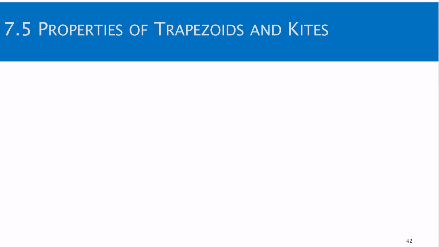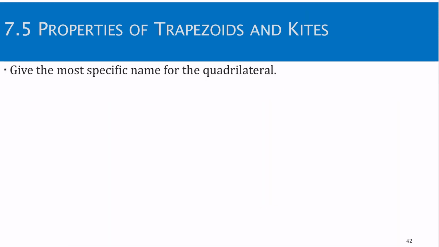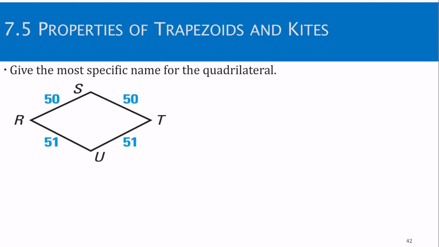Let's do a few more examples. Give the most specific name for the quadrilateral. Now this is congruent to that. This one's congruent to that one. Notice all 4 sides are not congruent. We have 2 pairs of sides that are congruent to each other. And they're not opposite. They're consecutive. So that makes it a kite.